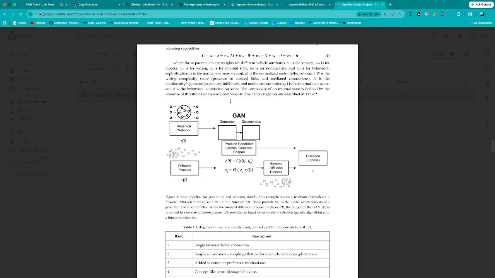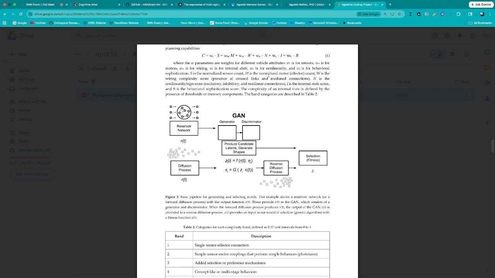And then with the GAN model, you would produce candidate latents for the latent space. So you'd construct the latent space, map it to a metric space, and then generate shapes and other things that would be done with the discriminator. With the diffusion process, there was also this reverse diffusion step, which produced the same approach. So this is all basically taking this data set, creating a network of similarity, creating a latent space to select from, and then selecting from that latent space.